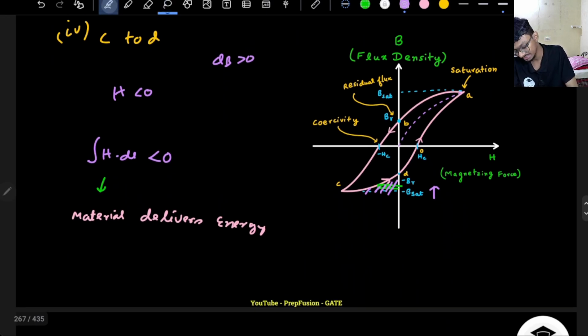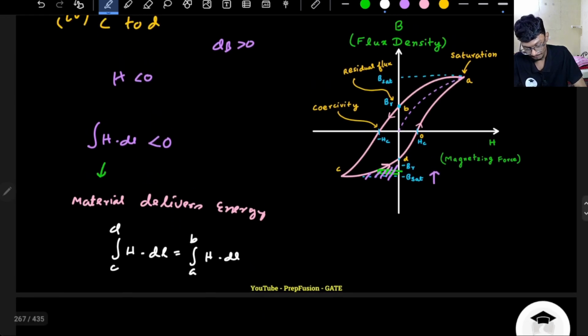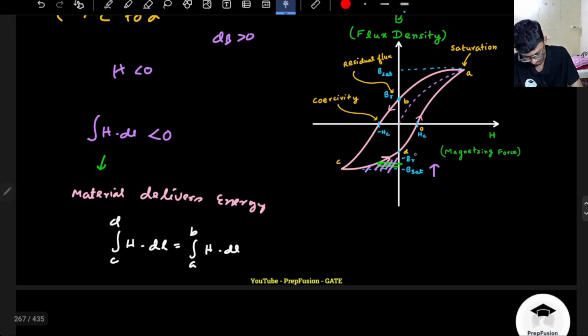Another important point, this energy and this energy are equal. I mean this energy, if I am moving from C to D, H dot dl, and if the hysteresis loop is of course symmetrical, if I am moving from A to B, this will be equal to each other. Okay, now let's come to the last point. Last point is this one. If I am moving from D to O, what is the energy?